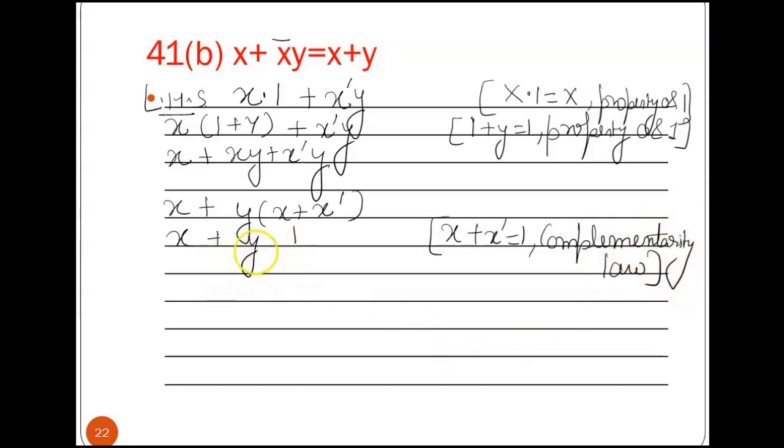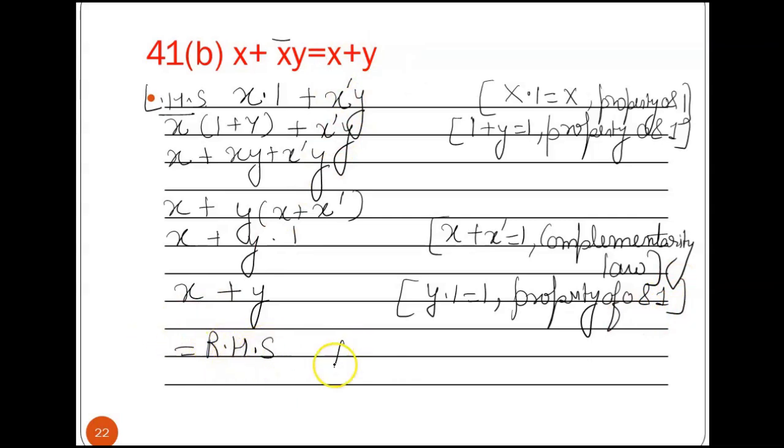So this is done only. And what you will do now? Obviously y dot 1 is equal to y only. I already wrote it here only. This is the same property. y dot 1 is equal to y, and this is the property of 0 and 1. Okay, and this is equal to RHS, right? Proof done. Hence proved.